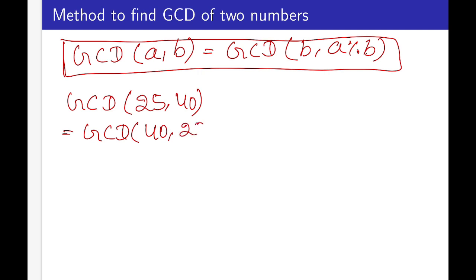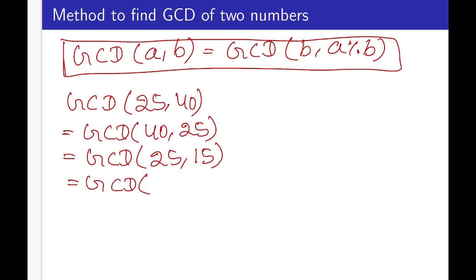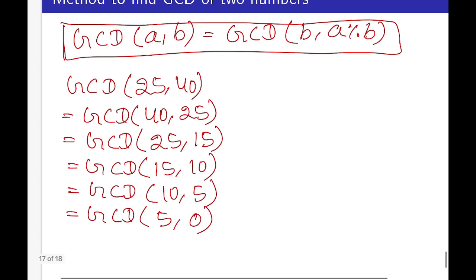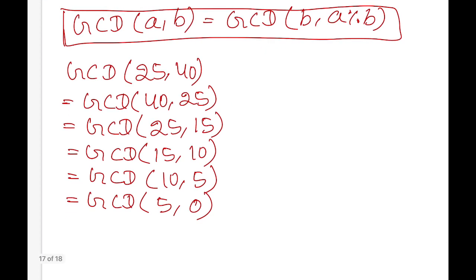So that is equal to 25. Now GCD of 40 and 25 is the same as GCD of 25 and 40 modulo 25, that is 15. So it is the same as GCD of 15 and 10. So it is the same as GCD of 10 and 5. So it is the same as GCD of 5 and 0. Now when we get this value as 0, this value is the GCD.